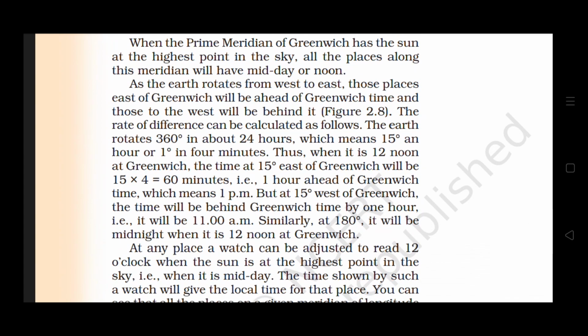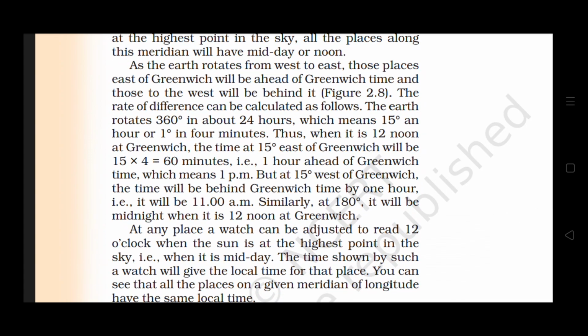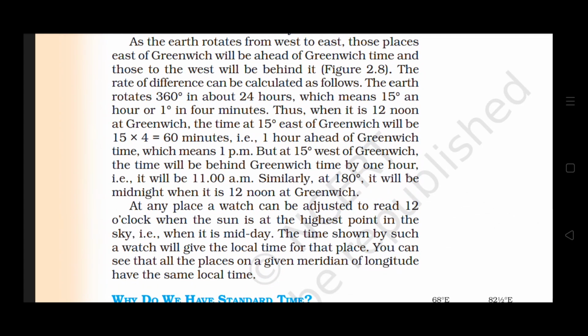The rate of difference can be calculated as follows. The earth rotates 360 degrees in about 24 hours. It's not exactly 24 hours, but we consider it as 24 hours. Which means 15 degrees an hour. That means as the sun shifts 15 degrees, there will be an hour's difference, or 1 degree in 4 minutes. That means the sun changes 1 degree every time 4 minutes pass. So that is the simple rule.